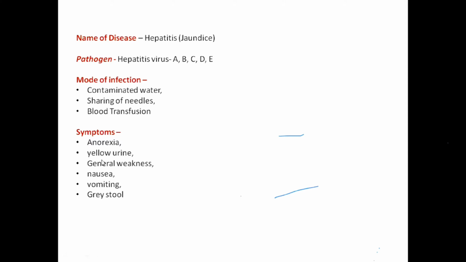Yellow urine, that can be understood easily. General weakness. Nausea. Nausea, in Marathi we call it मळमळ. Vomiting, we all know vomiting. And gray stool. विष्ठा जी असते ती ग्रे होते. तर यावरून आपण समजू शकतो की तो डिसीज कोणता आहे. So by which we can understand which disease that person is suffering from.